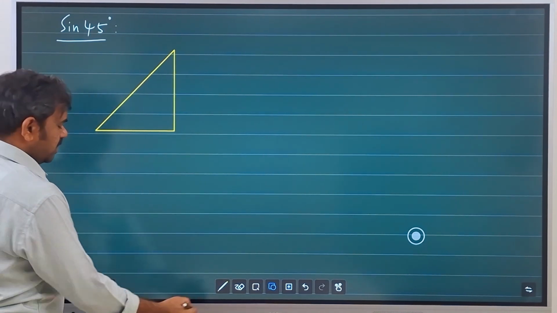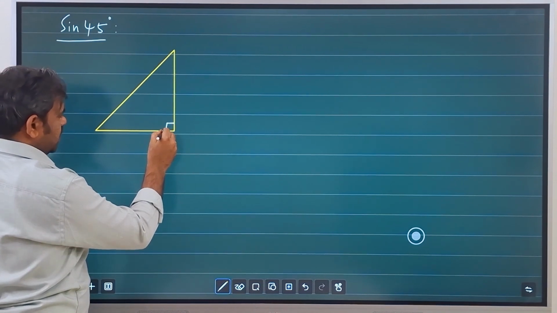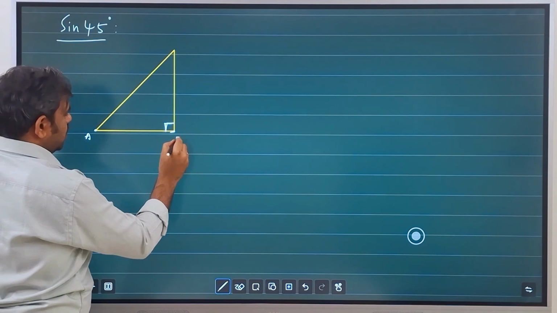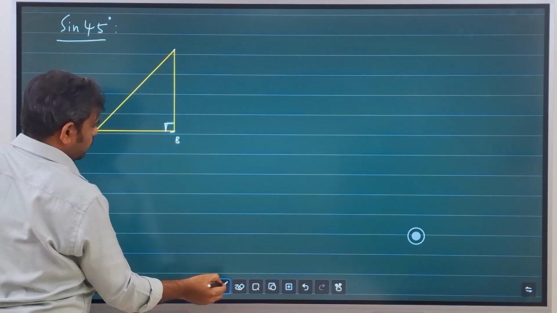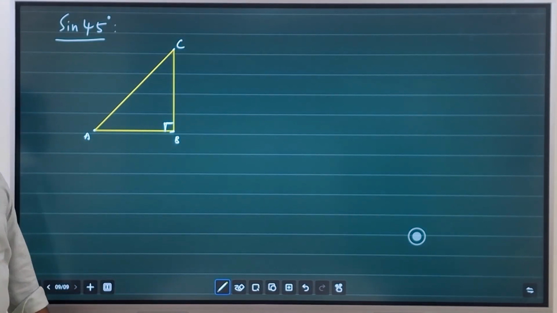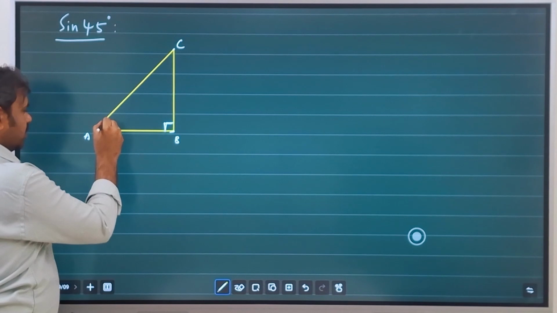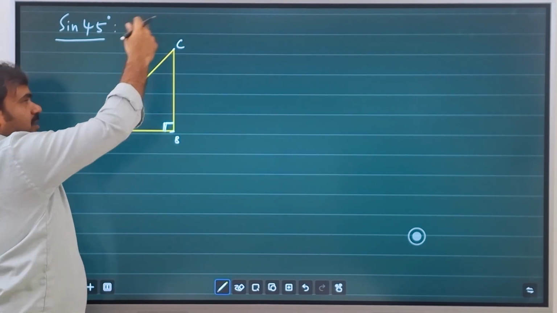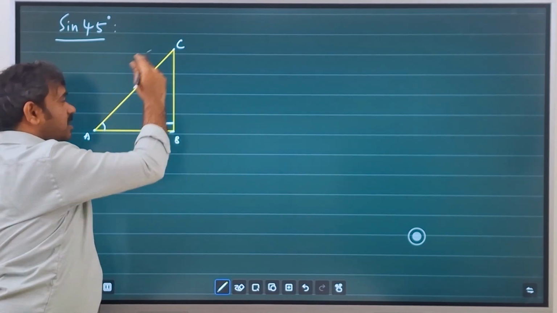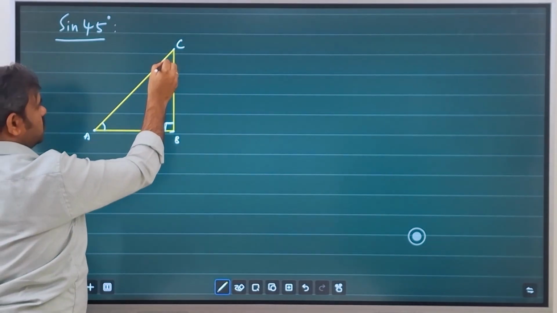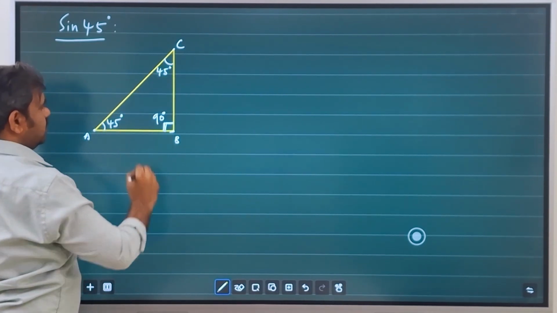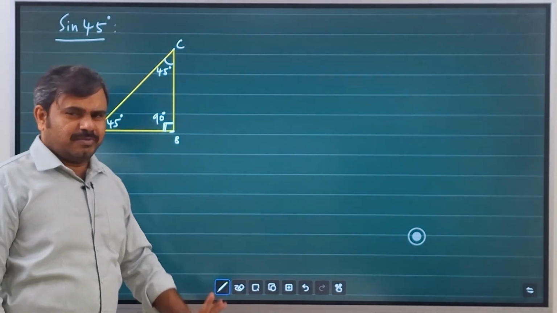An isosceles right angled triangle means this angle is 90 degrees. These two sides are equal. The sides AB and BC are equal, so these two angles are equal. Because this is 90 degrees, and the sum of the angles is 180 degrees, the sum of the other two angles should be 90 degrees. So these two angles are 45 degrees and 45 degrees, equal angles. 90 degrees is divided into 45 and 45.